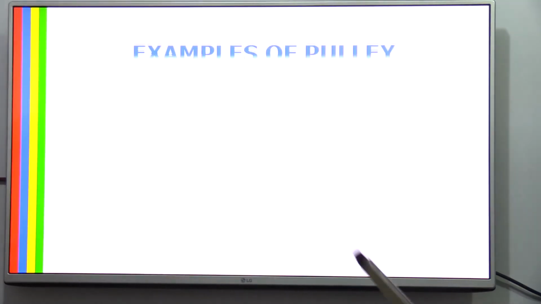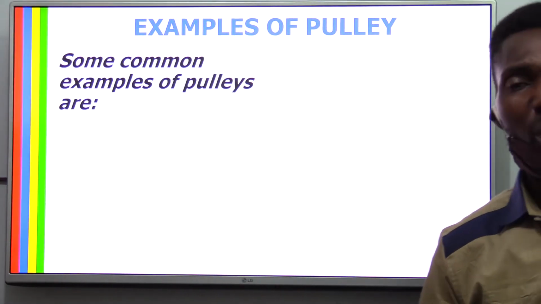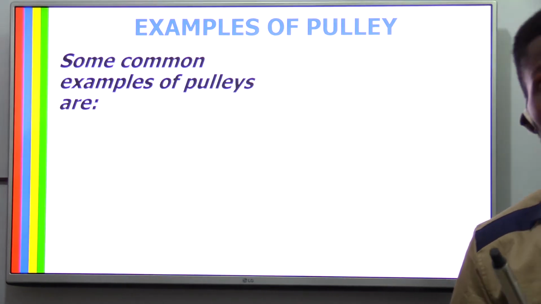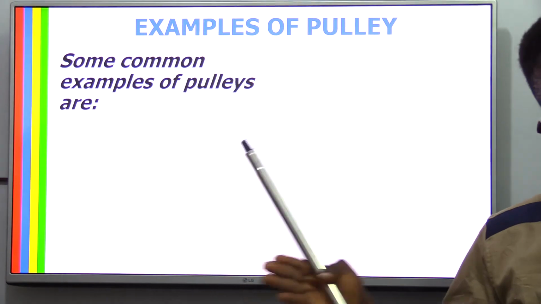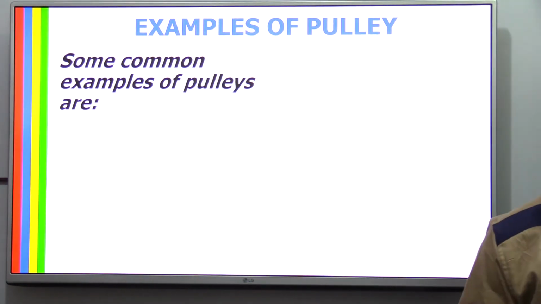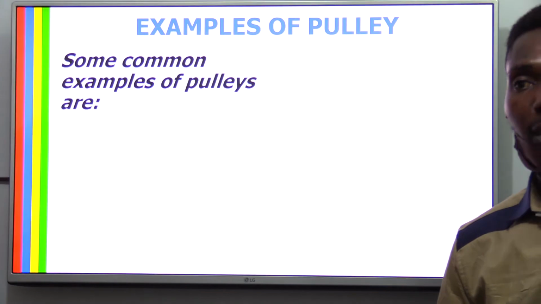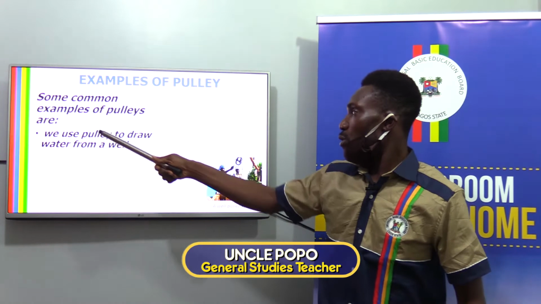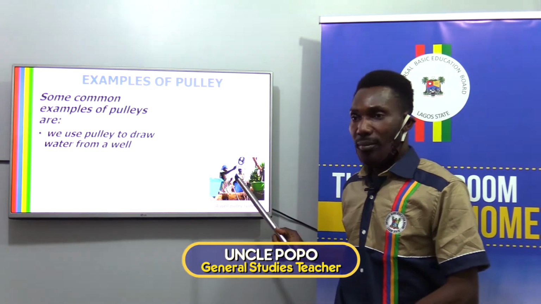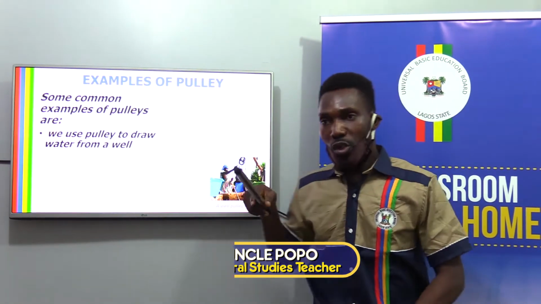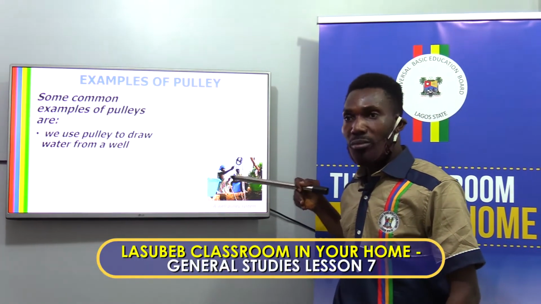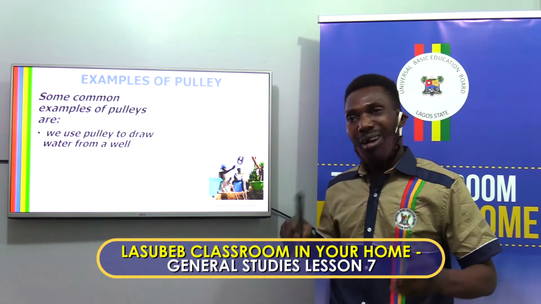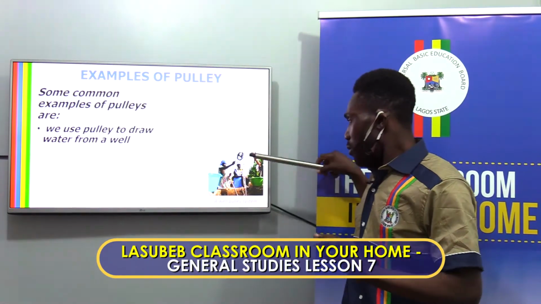Let's move on to examples of pulley. What are the examples of pulley? Some of you have come across some examples of pulley, but you do not know that it's being called pulley. By the time I show you the examples, you will understand what I'm saying. Examples are, the first one, a well. We use pulley to draw water from a well. Look at the diagram here. Some of you have seen this well before. Some still have a well at the back of your house or in the front of your house, and some have not seen it before.